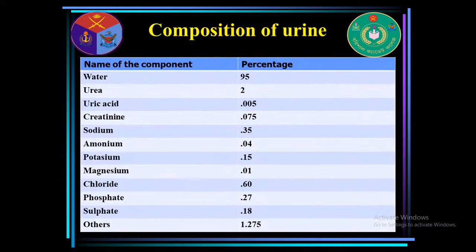Composition of urine. Urine is composed of water, urea, uric acid, creatinine, sodium, ammonium, potassium, magnesium, chloride, phosphate, sulfate, and other substances. The amount of water is 95%, urea 2%, uric acid 0.005, creatinine 0.075, sodium 0.35, ammonium 0.04, potassium 0.15, and others 1.275. So these are the substances which are present in urine. A large amount of water is present in urine.